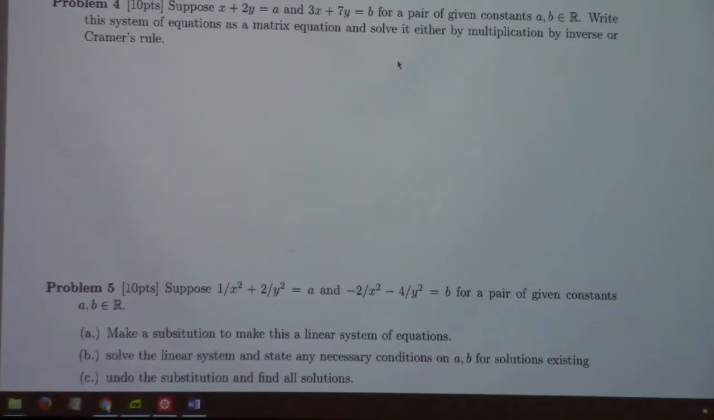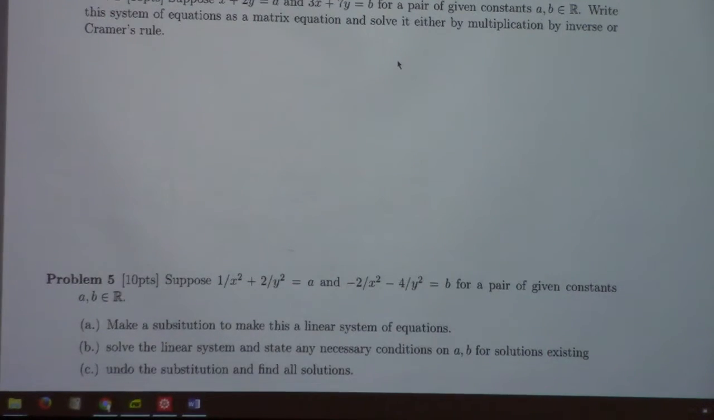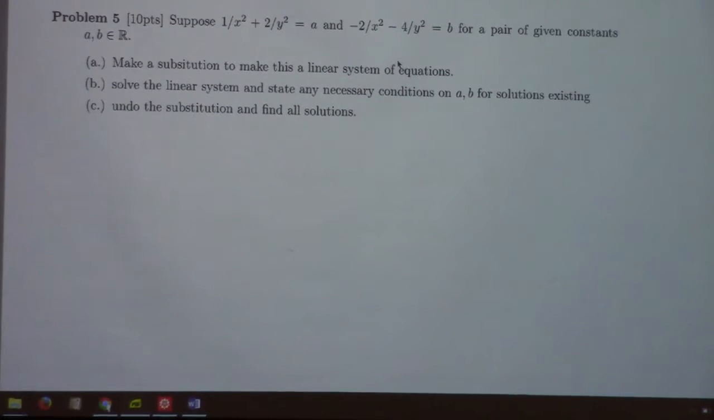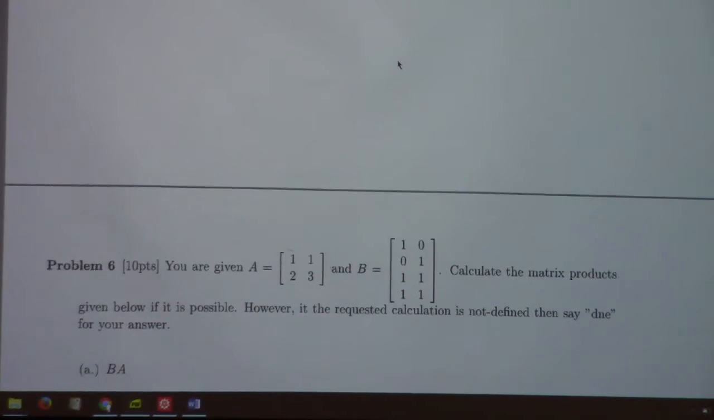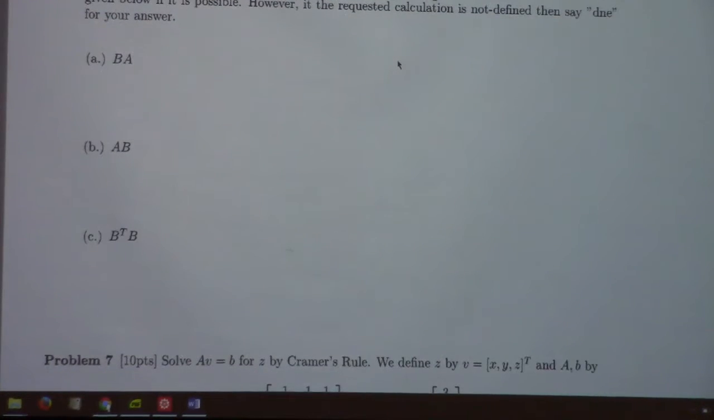Anyway, something like this, you just make a substitution. See, this is linear in the variables 1 over x squared and 1 over y squared, right? You would make u equal to 1 over x squared, v equal to 1 over y squared. You can do the same thing if you get sums of sines, cosines, or any favorite set of functions. As long as they appear linearly, you can make a substitution and solve it as a linear problem.